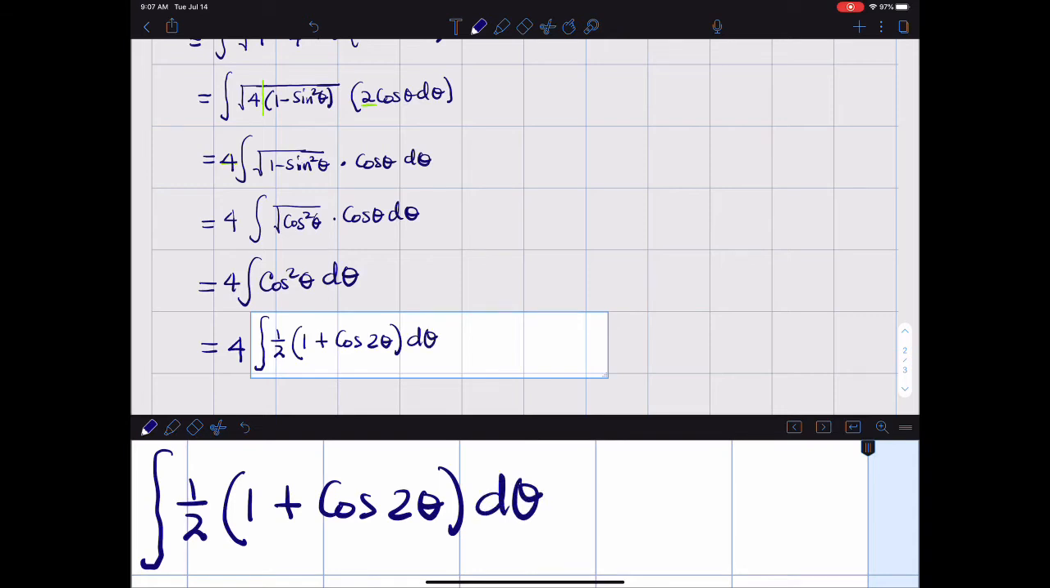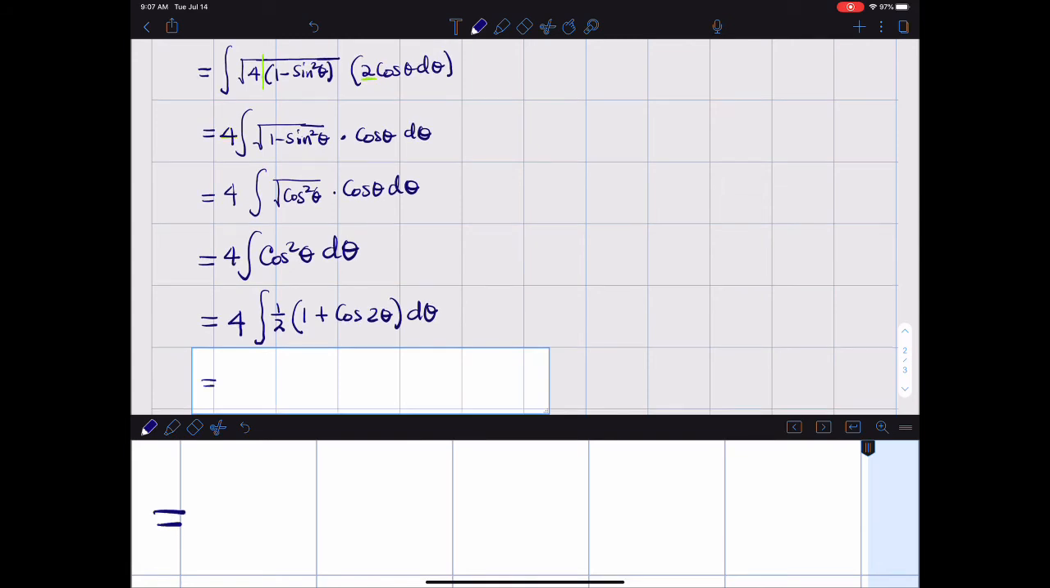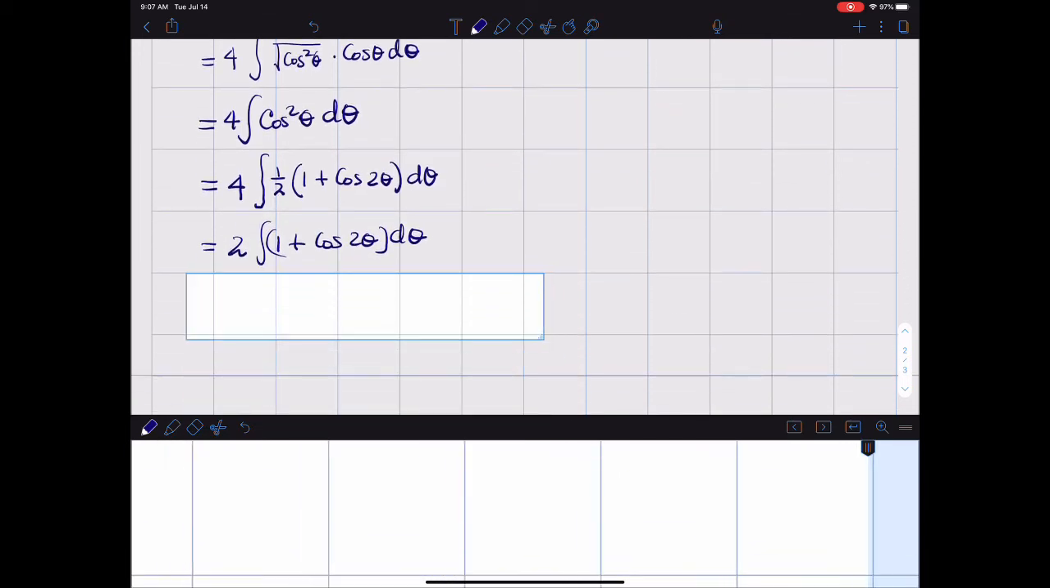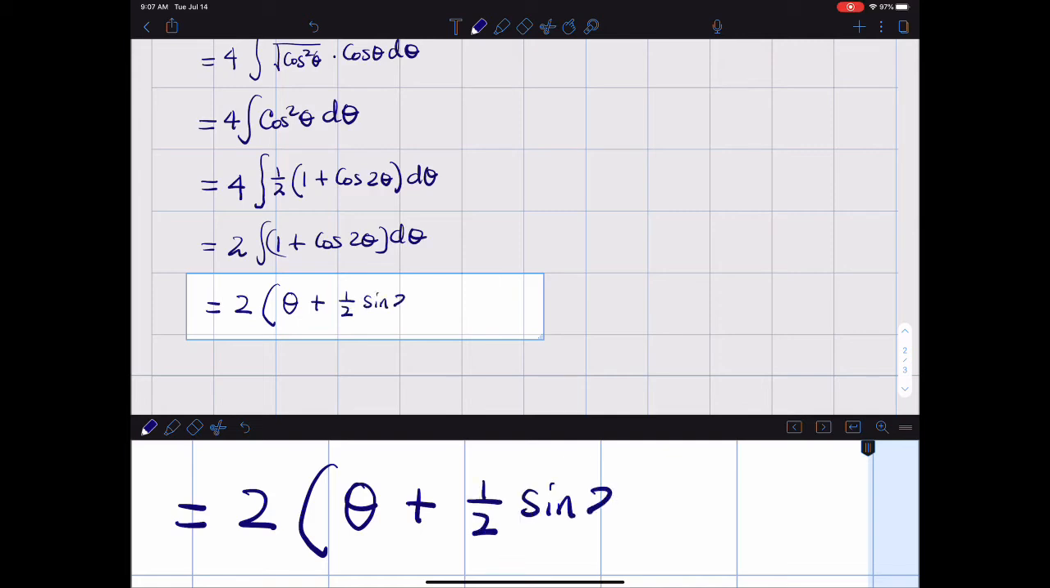All right. So if you multiply the 4 and the 1/2, you get 2 times the integral of 1 plus cosine of 2 theta d theta. Okay. So in that case, you get 2 times theta plus, actually, the integral of cosine 2 theta is 1 over 2 sine of 2 theta.